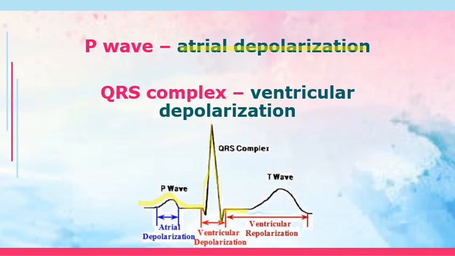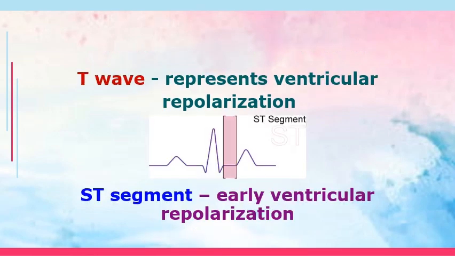And then after that, it would proceed to your ventricular repolarization. So your T wave is the one that represents your ventricular repolarization. Okay, your ST segment is an indication that there is an early ventricular repolarization. So your ST segment is somewhere here, since this is your S and this is your T wave. So that is your ST segment.